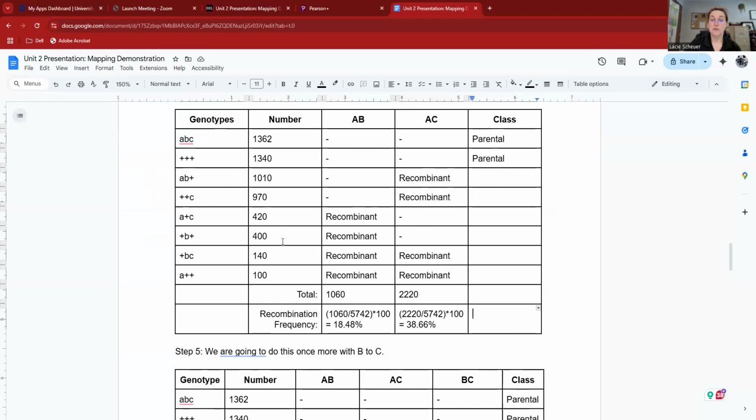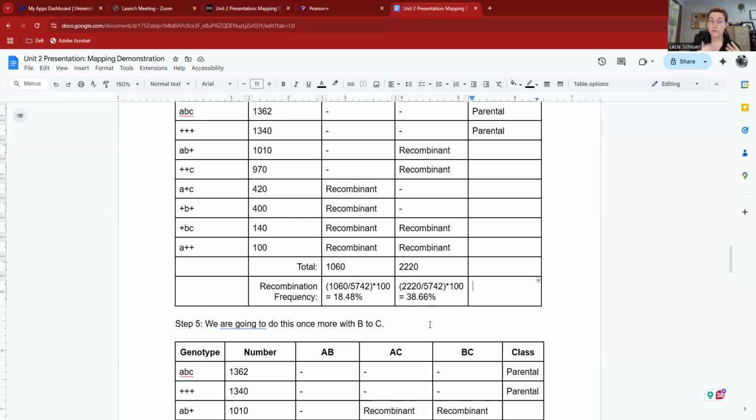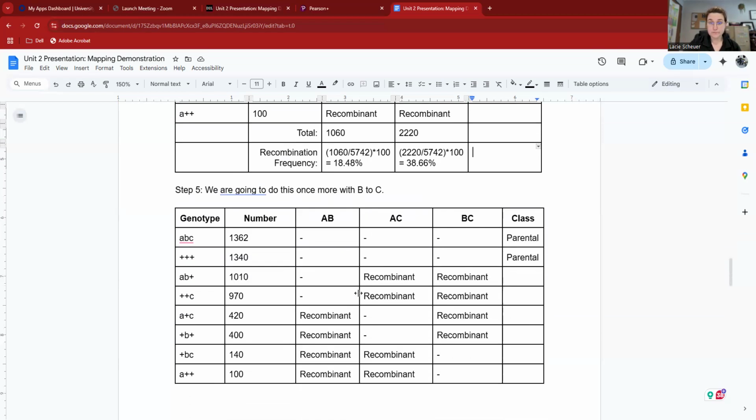So we're going to be looking at these guys and labeling them the recombinant. We're going to add up these populations, and we end up coming up with a comparison population of 2,220. We're going to divide that by our entire population, times it by 100, and we end up getting a recombination frequency of 38.66%. And as you can presume, we're going to do this again with the last combination of the two alleles, which is the B to C.